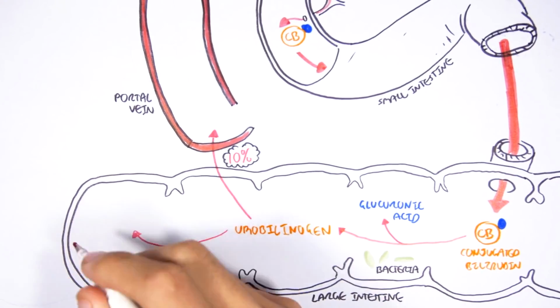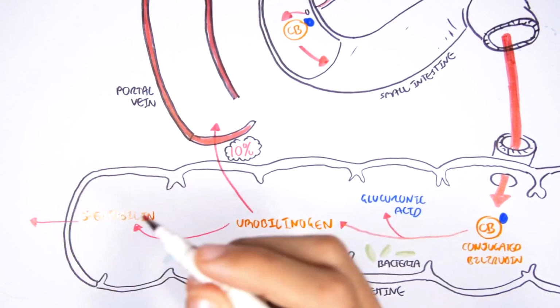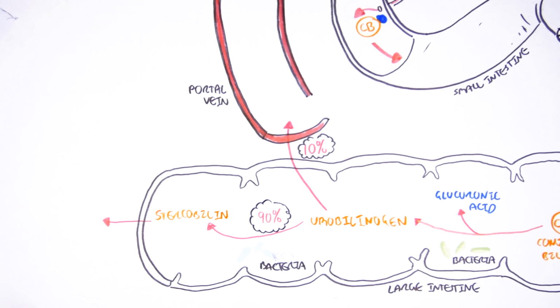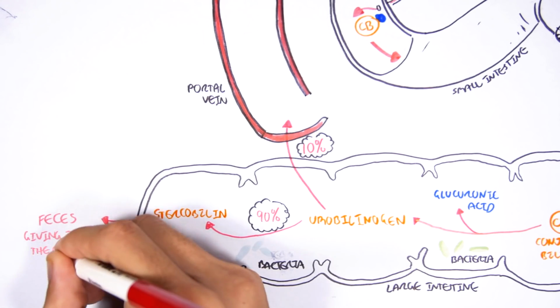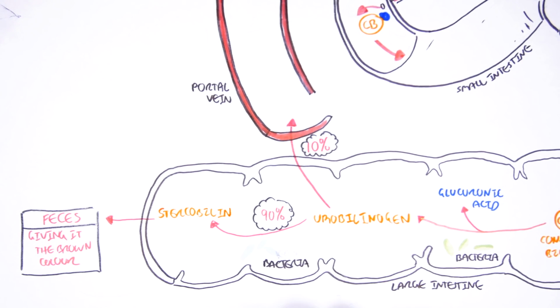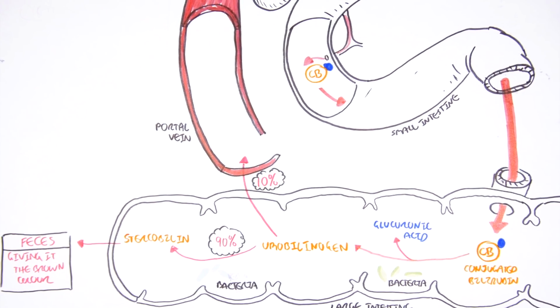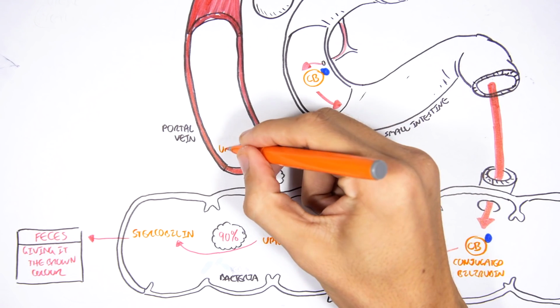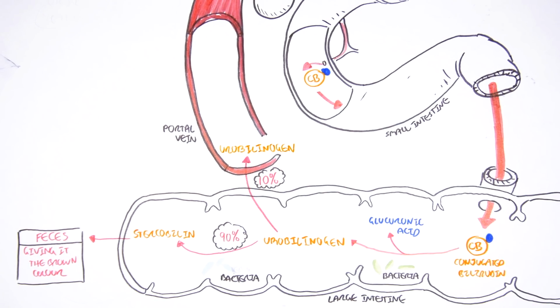The remaining 85 to 90% of urobilinogen is quickly oxidized by other intestinal bacteria to form stercobilin, which is a brown colored pigment. And the stercobilin will then be excreted by the body, giving poo or feces its brown color. So that's what happens with most of the bilirubin. It goes out, is excreted in feces, giving it its brown color. But what happens with the 10 to 15% of urobilinogen that was reabsorbed into the blood?